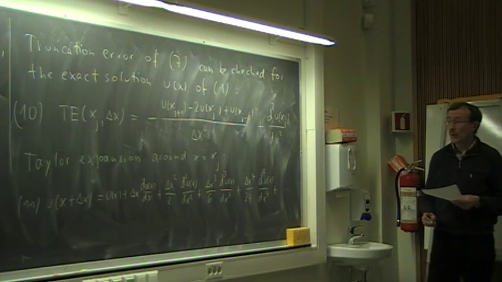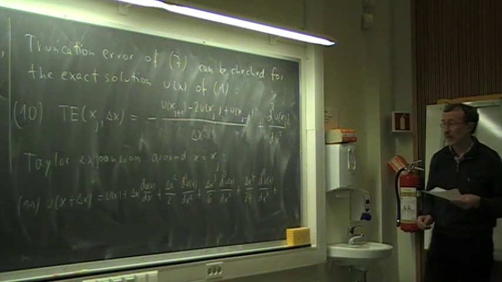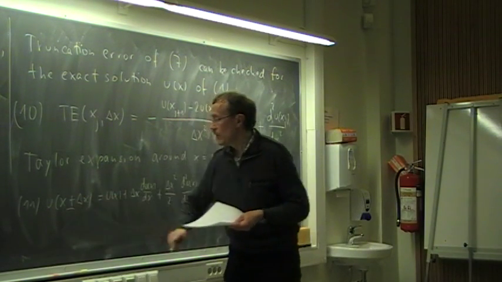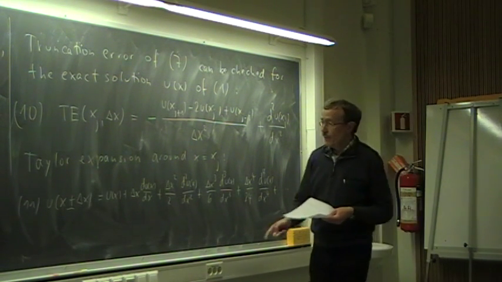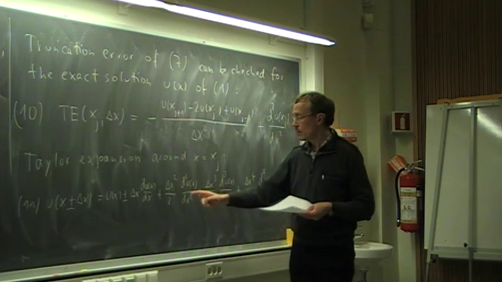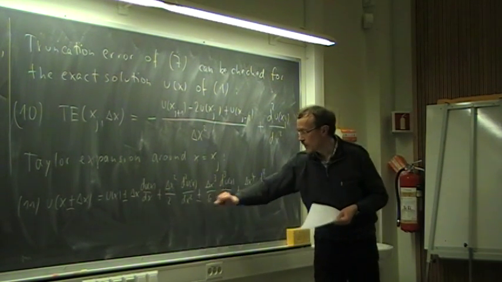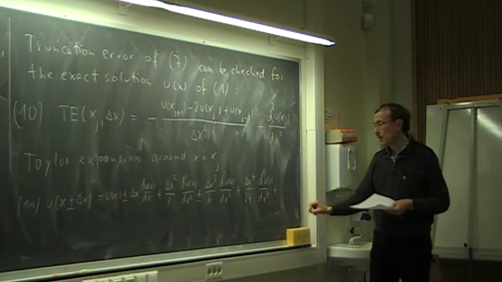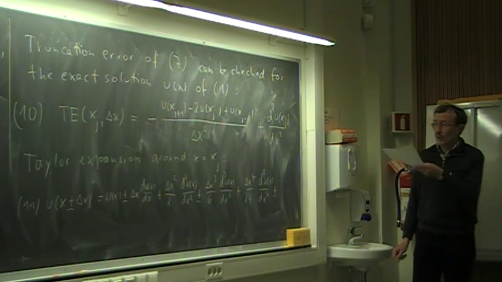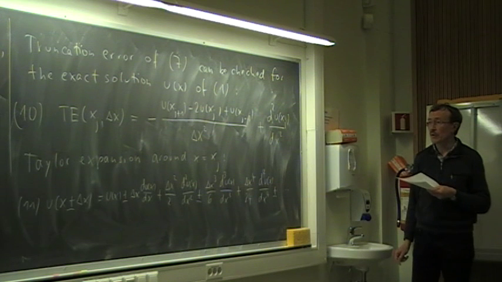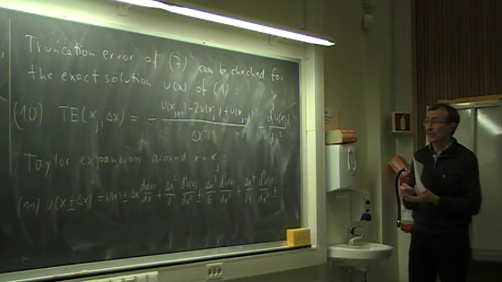We shall also need it for the u of xj minus 1, that is u of x minus delta x. Then we simply take minus delta x to the power. There's no change for the first term, but here we'll get a minus. Minus delta x squared is not changed, it's still plus delta x squared. Here we'll get a minus, here we'll get a plus, and the next one will be a minus. Then we insert the Taylor expansion into the truncation error to get an expression for that.